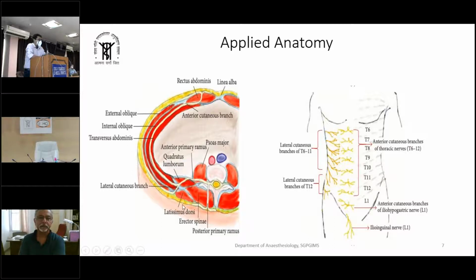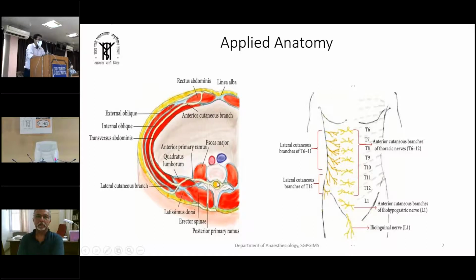The posterior portion of the abdominal wall, the superficial part, is formed by the latissimus dorsi and the erector spinae muscle. The erector spinae muscle runs from the neck to the pelvis. It runs longitudinally along the vertebral column. If we feel our spinous processes in the midline, we will feel two humps adjacent to it. It is this erector spinae muscle. The inner part of the posterior abdominal wall is formed by the psoas major and the quadratus lumborum muscle.